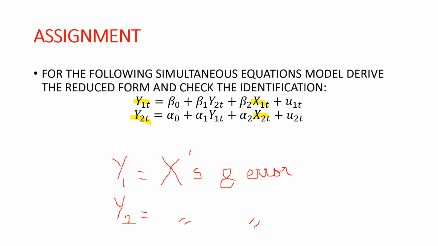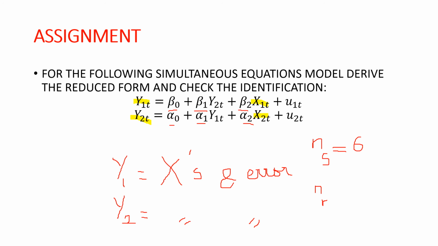And then you will check your identification. How? By comparing the number of parameters in the structural form with the number of parameters in the reduced form. So this is the structural form. How many parameters do we have? We have beta naught, beta 1, beta 2, alpha naught, alpha 1, and alpha 2. So we have 6 structural parameters needed to be estimated.